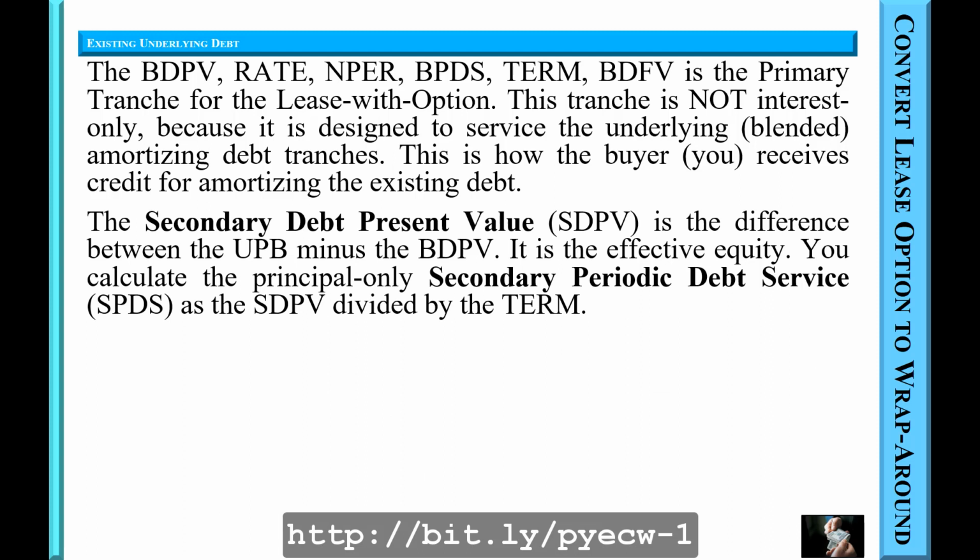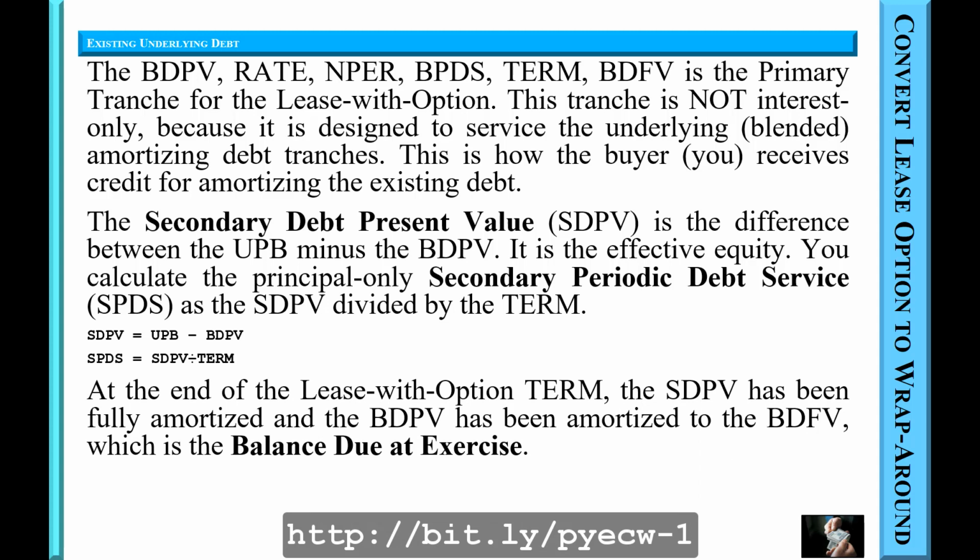The secondary debt present value is the difference between the unpaid principal balance minus the blended debt present value. This is the effective equity. You calculate the principal-only secondary periodic debt service, SPDS, as the SDPV divided by the term. SDPV equals UPB minus BDPV. The secondary periodic debt service equals the secondary debt present value divided by the maturity term.